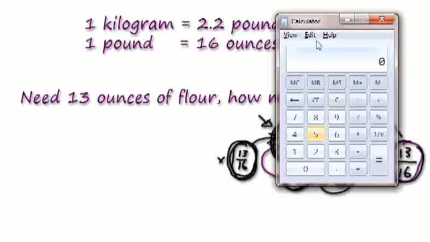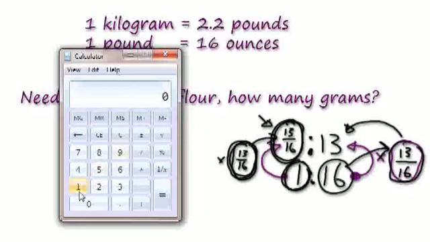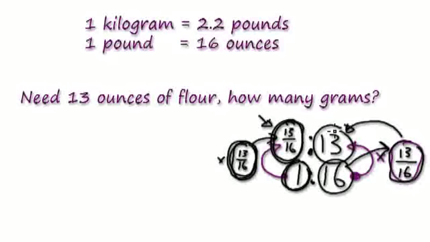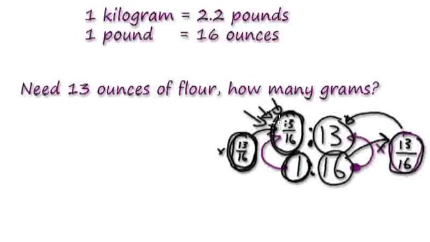Okay, so jump to a calculator. 13 over 16. 13 divided by 16. You see this here. In terms of pounds, it would be 0.8125 pounds. So 13 ounces would be this much in pounds. So now we've got our pounds. But leave it as a fraction for the time being.